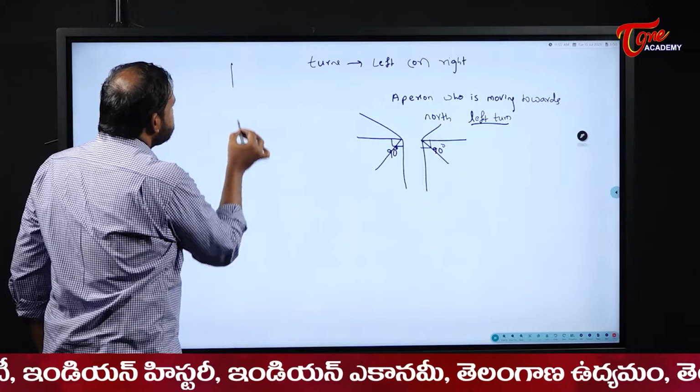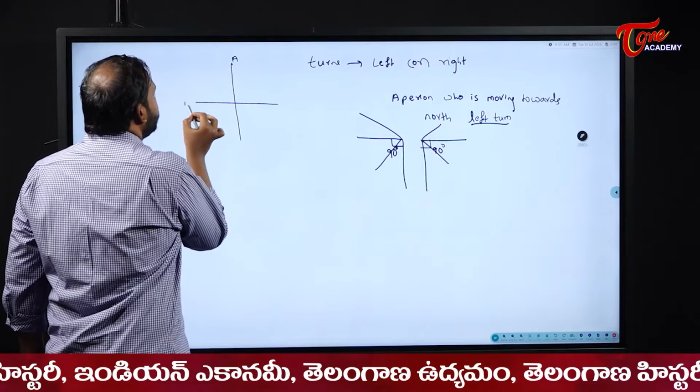Next, there are some four friends. Assume A, B, C and D.